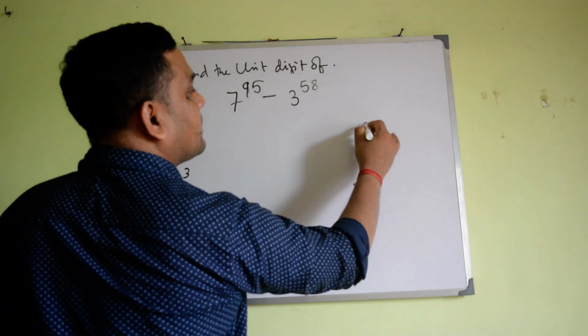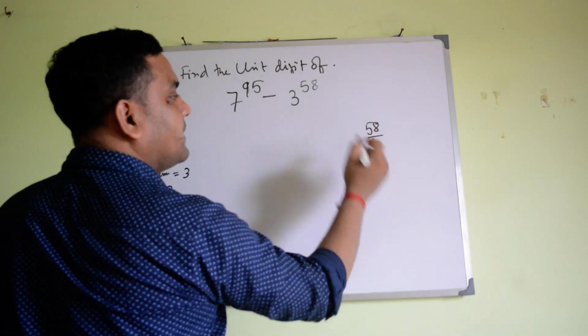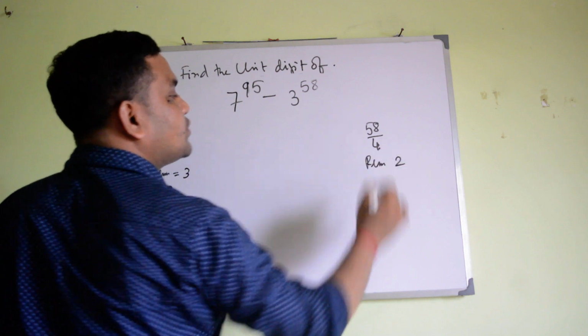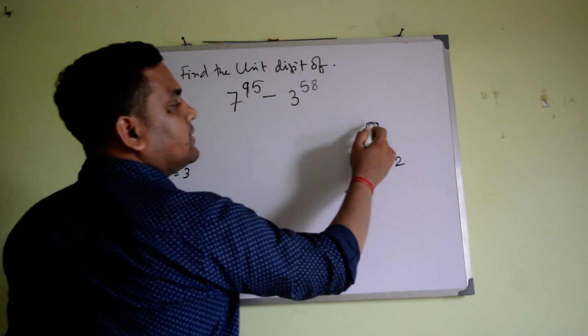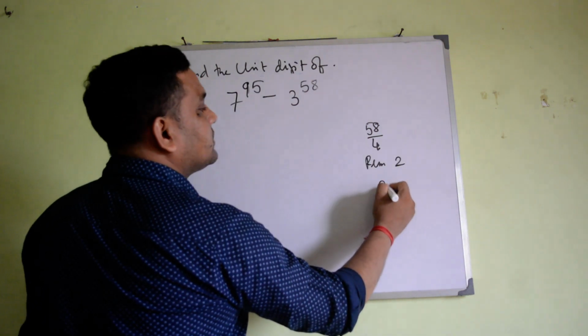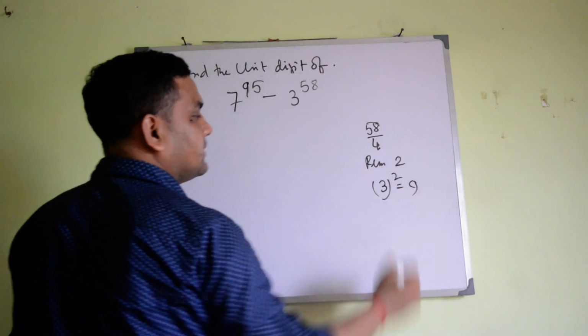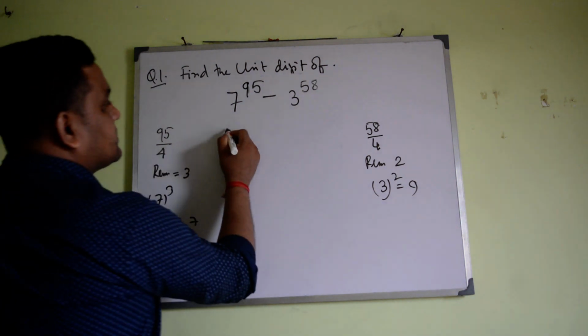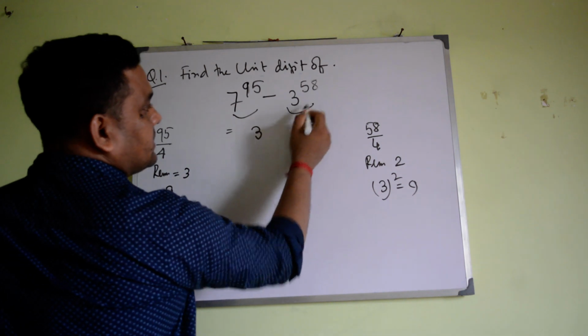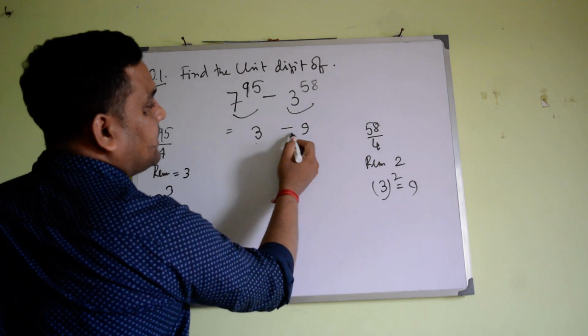And here 3 to the power 58. So 58 divided by 4. Then what is your remainder? Remainder is 2, because 4 into 14 is 56. So the remainder is 2. So the unit digit becomes 3 square, that is equal to 9. So here the unit digit of that particular number is 3 and the unit digit of that particular number is 9. So 3 minus 9.